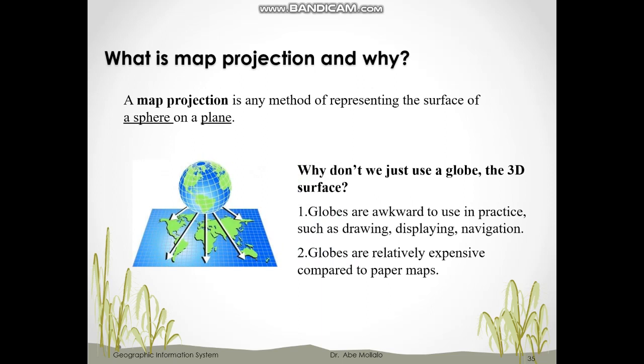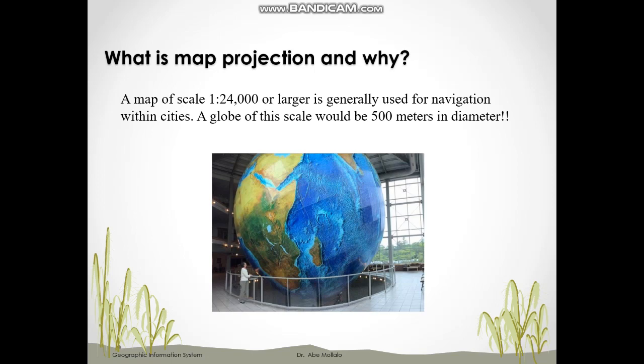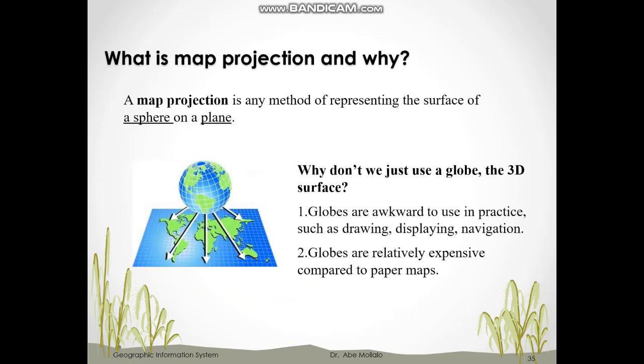The question here is why map projection is necessary, why we don't use a globe for navigation or for our analysis. There are two reasons. First, globes are awkward to use in practice, such as for drawing. It is very hard to draw something on a globe compared to drawing something on a plane. And also, it is awkward for navigation. For example, if you want to navigate in a small city and see all details, probably you need a map at a scale of 1 over 24,000. That means you would have to carry a very large globe with a 500 meter diameter for navigation in this city. That is inconvenient. And the second reason is globes are relatively expensive compared to paper maps. That's why we need map projection to work on a 2D plane rather than a 3D sphere.